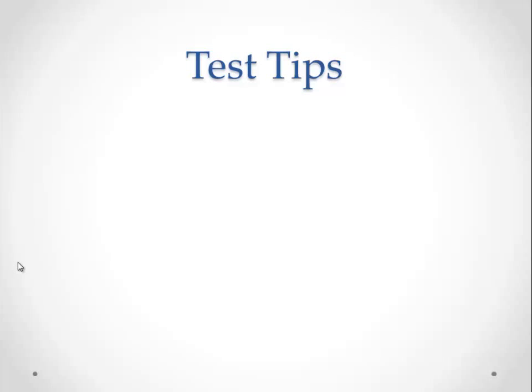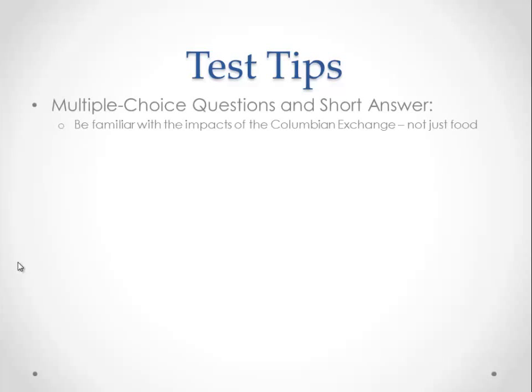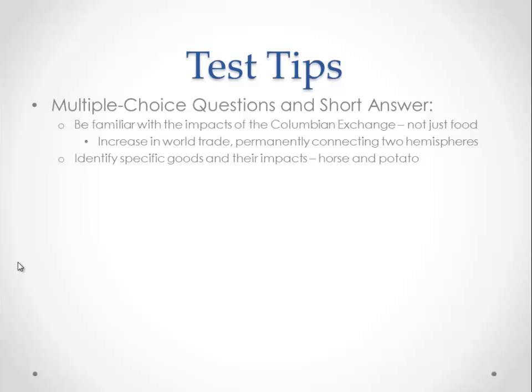All right, some test tips for key concept 1.2. For multiple choice questions and short answer, be familiar with the impacts of the Columbian Exchange and know that it was more than just food. Be able to identify and explain a couple of those. For example, increase in world trade, permanently connecting the two hemispheres. Be able to identify specific goods and their impacts. I would focus personally on the horse and the potato and this idea of large population increases in Europe. The impact on Africans. Sadly for Africans, much of the impact of the Columbian Exchange will be based on the drastic growth in slavery.